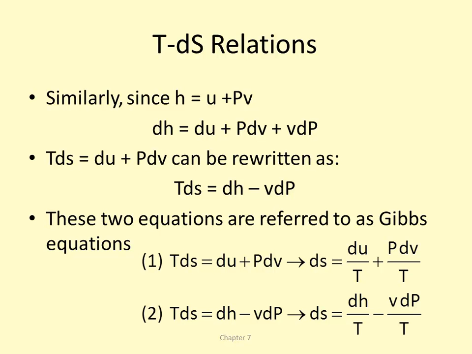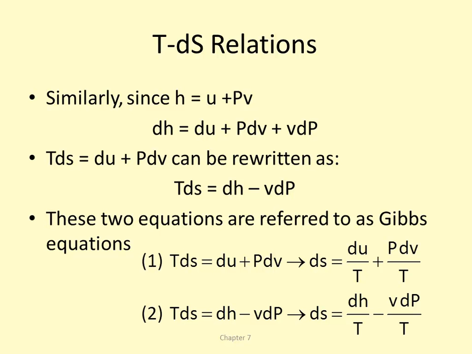We came up with a couple of equations called the Gibbs equations, and this is just how they are derived, because H is equal to U plus PV, and then TdS is equal to dU plus PdV. We can just rewrite these equations. So we have the first and the second Gibbs equation, which allow us to relate entropy to other property values. So if we know how the enthalpy changes and the pressure changes within our system, then we can calculate how the entropy changes as well.